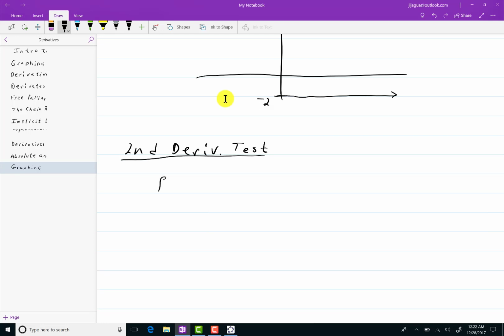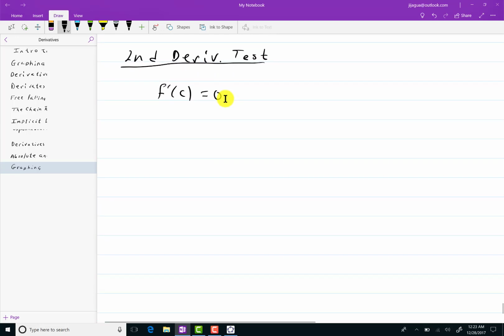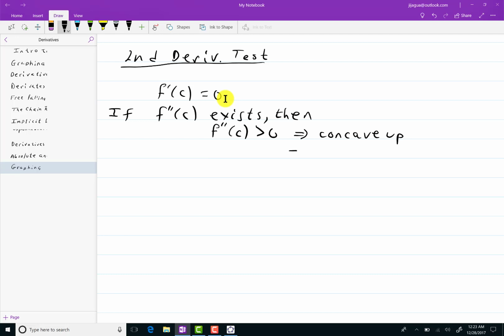Let's start with, you have f prime of c equals 0. So the derivative exists. Now, that doesn't mean that f double prime has to exist, but if it does. Okay, so if f double prime of c exists, then f double prime of c greater than 0 implies concave up, which implies a local min. So keep that in mind. We usually write something like this. Concave up. That way you can see from the picture that whatever we discover here will be a local minimum.